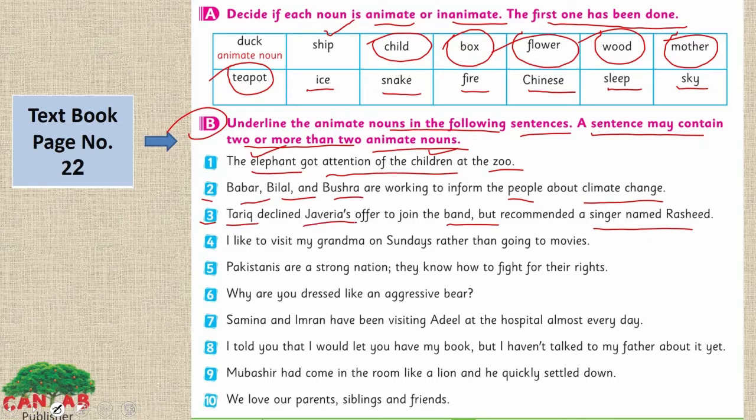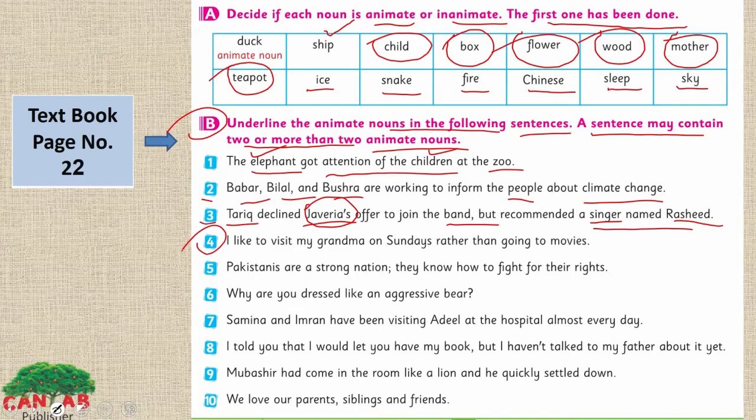Tariq, Javeria, Singer and Rashid. You can see the use of apostrophe or possessive noun too. Here the offer belongs to Javeria. So we have 4 animate nouns here. Look at the 4th one.